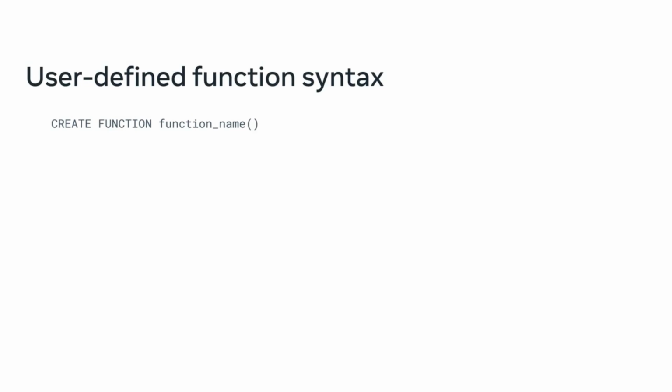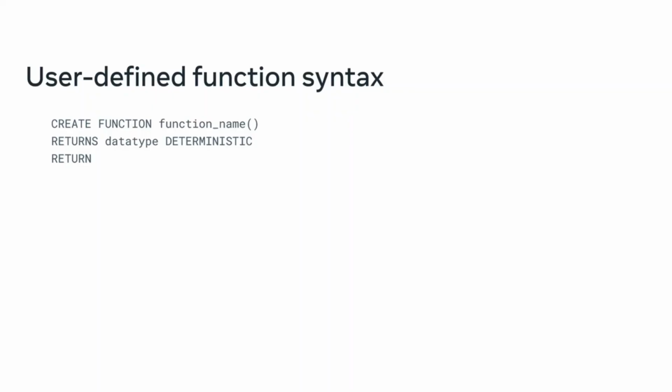The parentheses are mandatory, but you don't always need to include parameters. Next, specify the return data type, followed by the keyword deterministic. Deterministic means that the function always returns the same result for the same input parameters. For example, if a sum function is defined as deterministic, then it always returns the same result for the numbers it adds together. Finally, you can implement the logic with a return keyword.